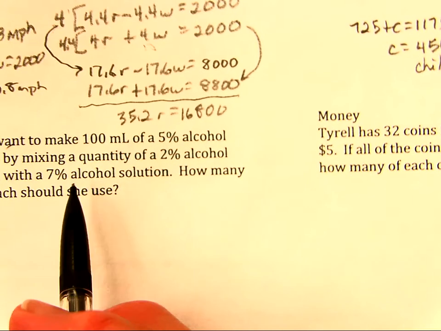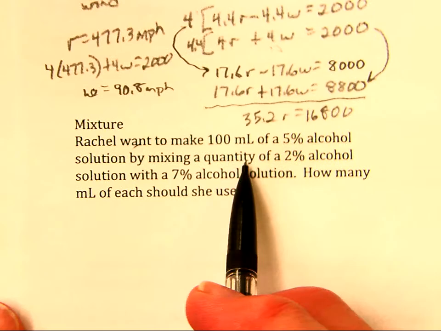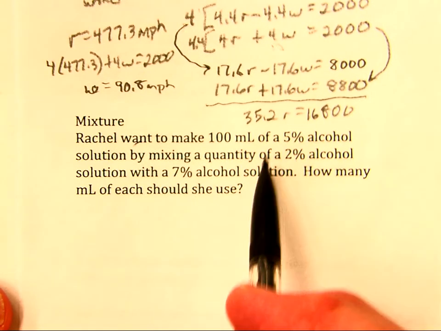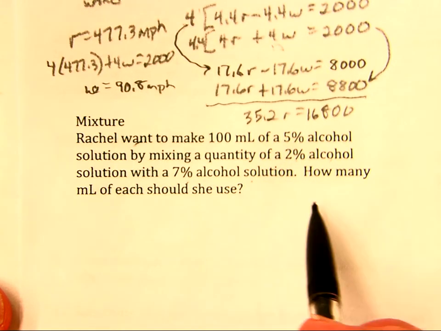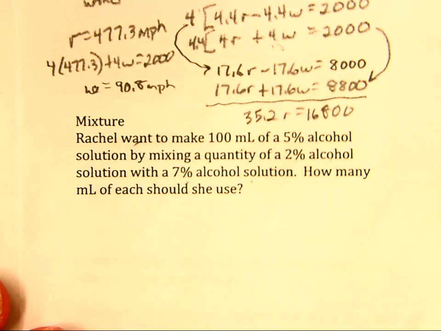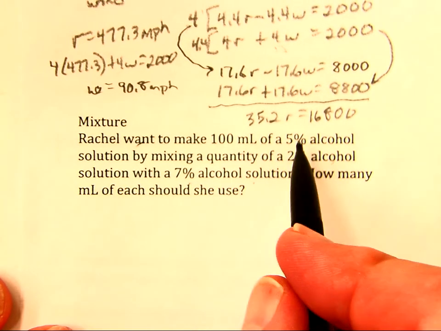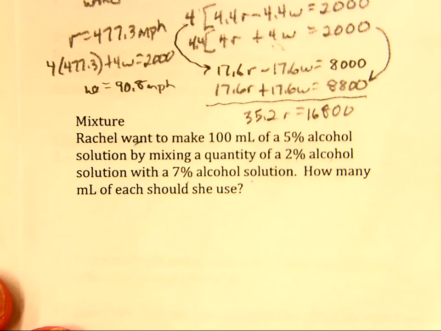Now a mixture problem. She's going to mix two types of alcohol. She's got some 2% alcohol and some 7% alcohol. We want to see how much of each she should use to end up with 100 mL of 5% alcohol.